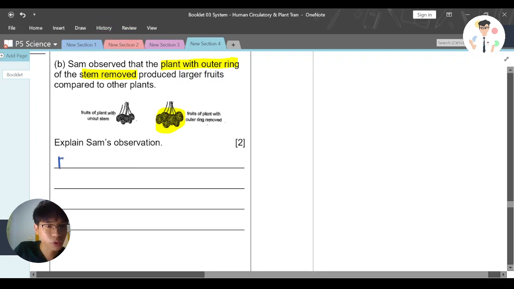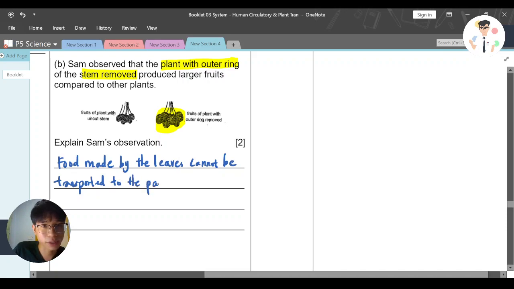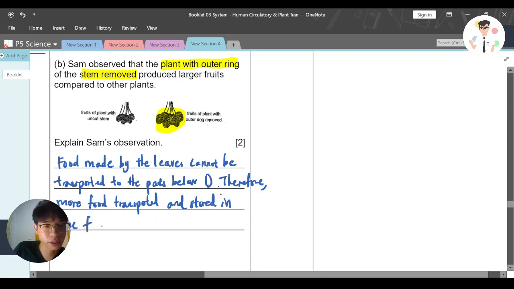You can just explain: food made by the leaves cannot be transported to the parts below D. Therefore, more food is transported and stored in the fruits. That's why they become bigger.